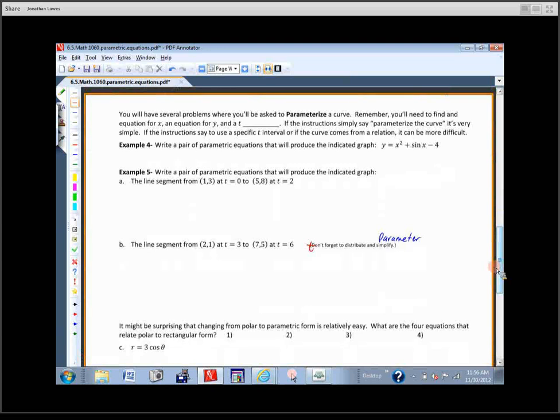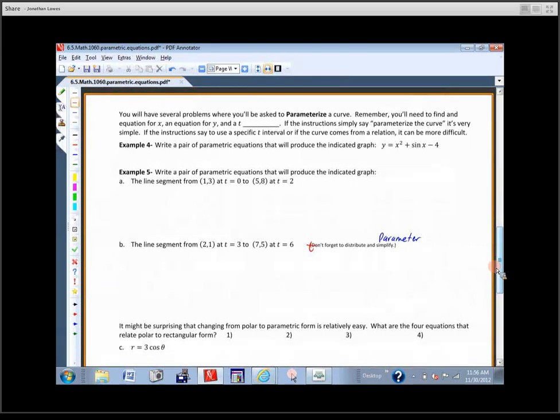You've got a couple problems that ask you to parameterize a curve. So what that means is take some information, maybe an equation in rectangular form, and put it in parametric form. So that means you've got to have three things. You've got to have an equation for x, you've got to have an equation for y, and you've got to have a t interval. Okay, so you've got to have an interval for the parameter.